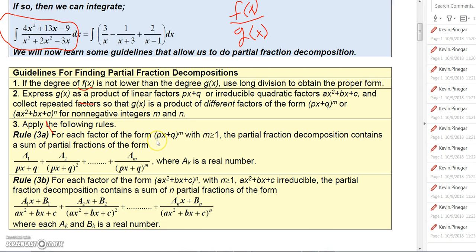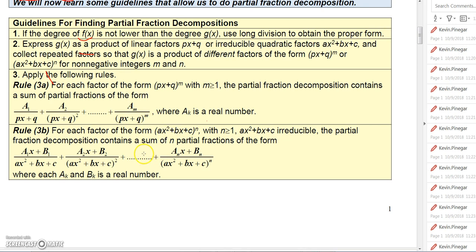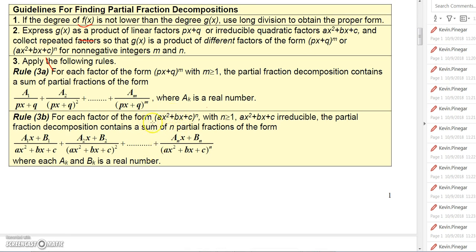Now, that's only if this factor in the denominator has powers, has more than one factor of itself. So if you have px plus q by itself, then you would stop here. But if you have px plus q quantity squared, then you would do the first two terms. And if you had px plus q to the third power, you would do 3 terms, and so forth. And you would do something similar if your factors were quadratic factors in the denominator.